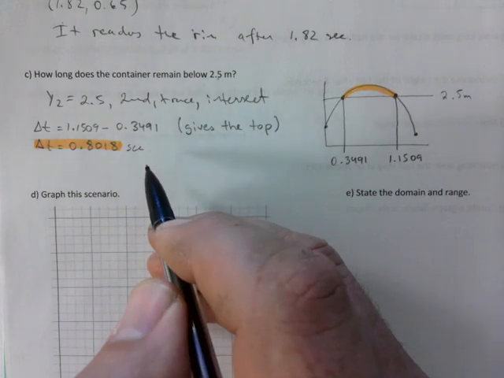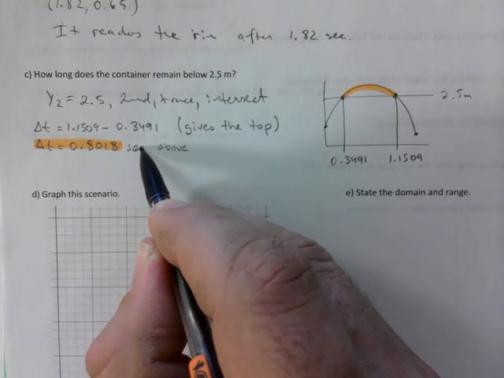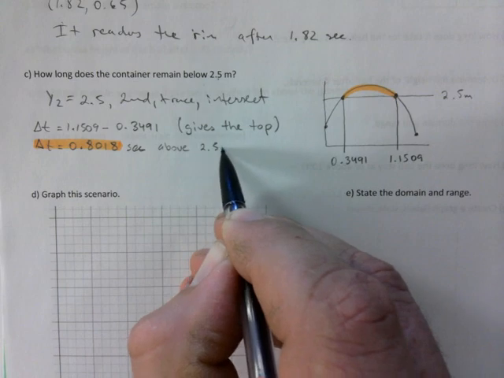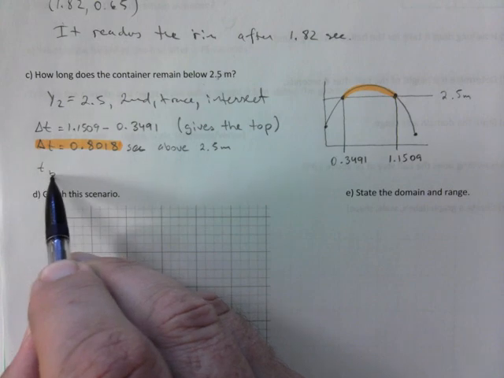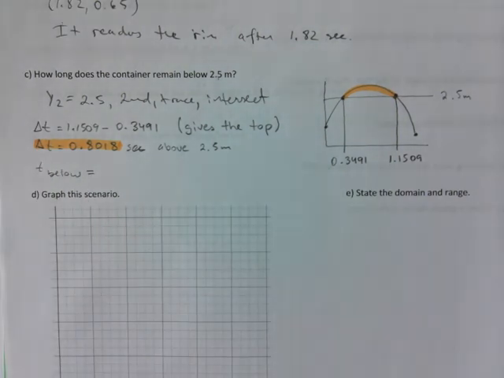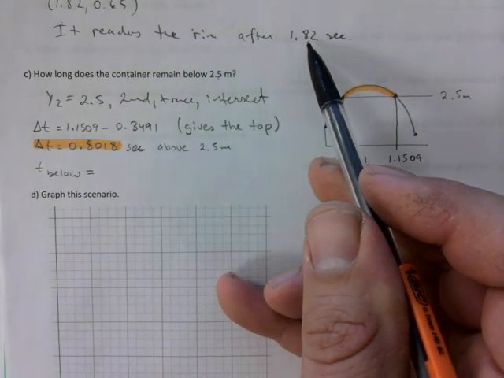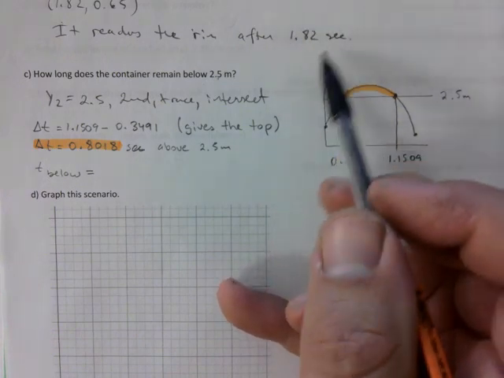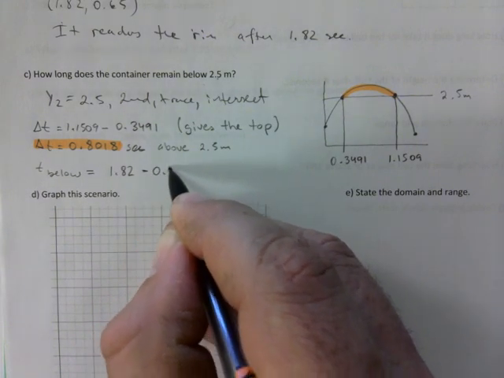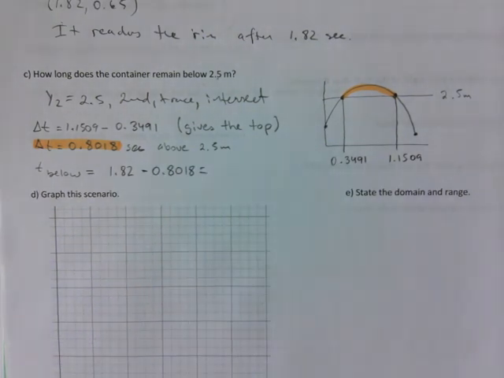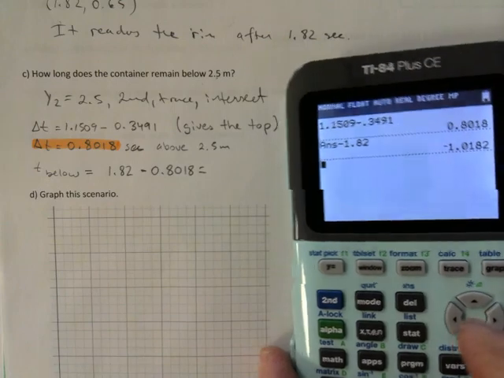seconds above 2.5 meters. And so to get below, how are we going to tackle this? Time below, I'm going to take the total flying time of this container, which I already know because it stops when it hits the rim, right? So in this instance, this is the total flying time, 1.82 seconds minus 0.8018. I have this on my calculator. I'm just going to go minus 1.82, just like that, even though I know it's a positive value, right?